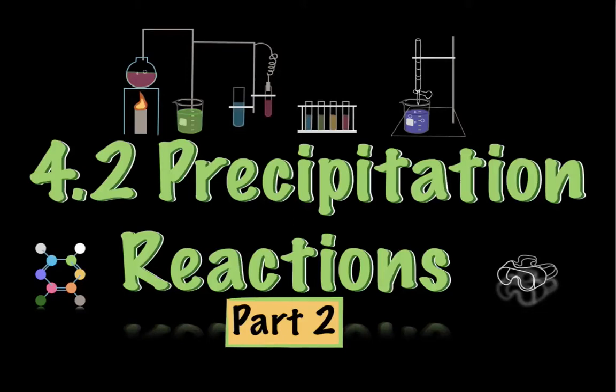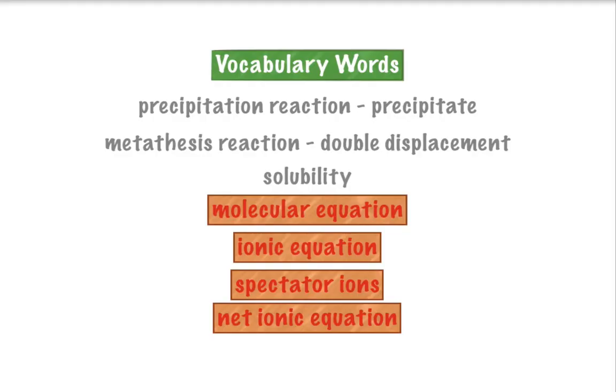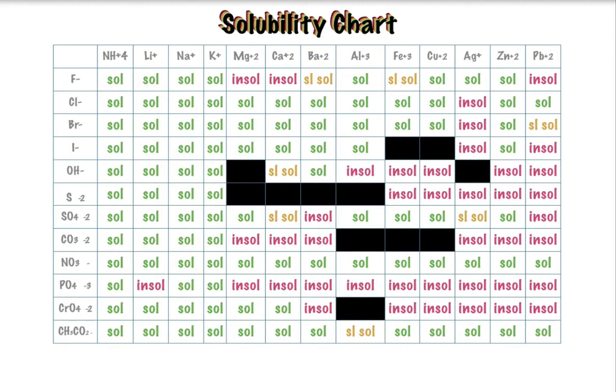In this chemistry video we will continue precipitation reactions. This is part 2. These are the key words that we're going to be looking at in this video: molecular equation, ionic equation, spectator ions, and net ionic equation. And we're going to be using our solubility chart as we did in part 1.